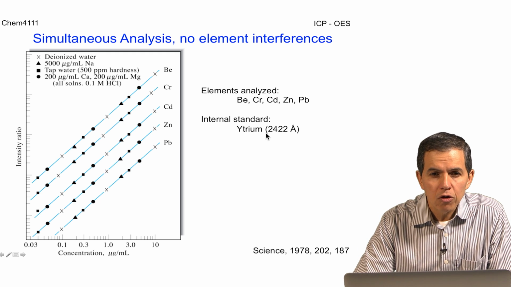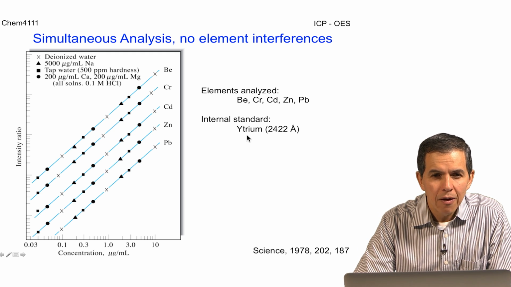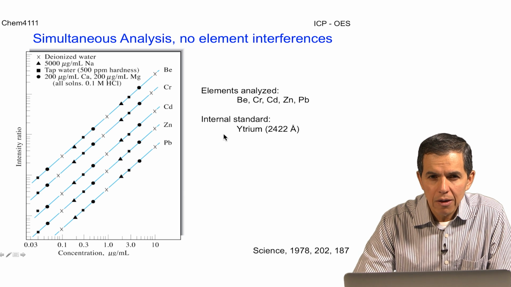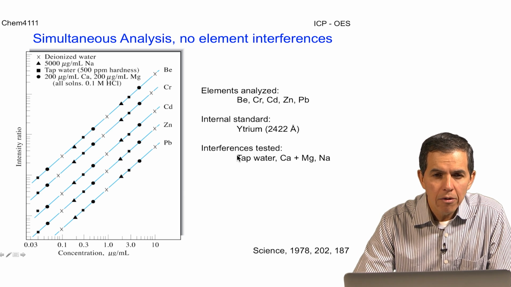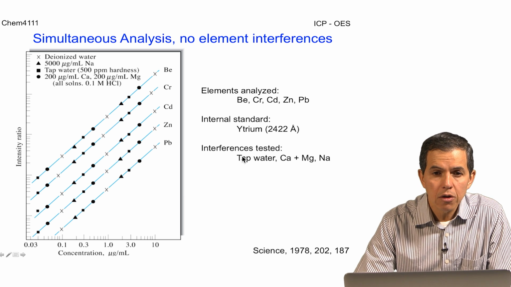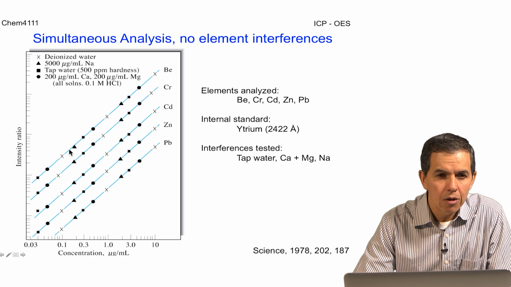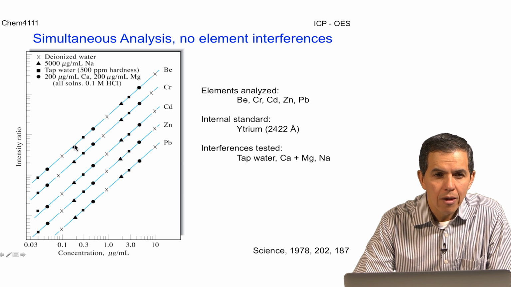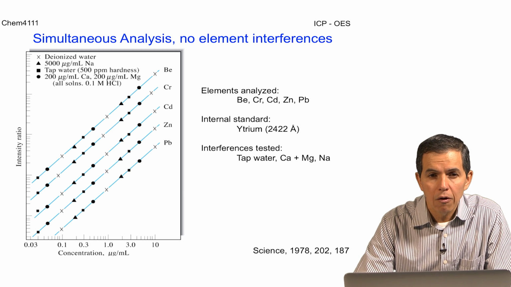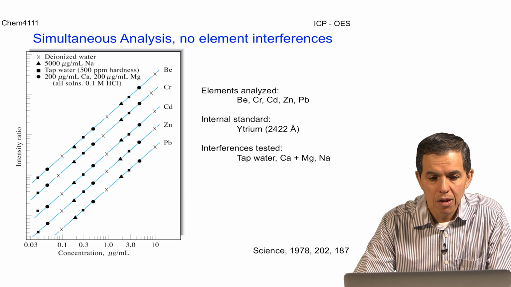The third feature of this plot is that we have added to the sample several potential interferences: tap water that has a collection of multiple ions, calcium, magnesium, and sodium. And as we can see in the plot, when these are present, illustrated by the circles, the triangles, and the squares, there is no deviation or interference due to their presence. That is, this technique could be quite robust for the analysis of several elements, even when some interferent components might be present in the sample.